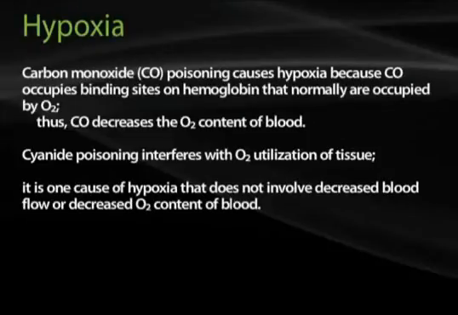Now let's take the example of carbon monoxide poisoning. Carbon monoxide poisoning is going to cause hypoxia because, remember, carbon monoxide occupies binding sites on hemoglobin that normally would be taken up by oxygen. So, the carbon monoxide decreases the oxygen content of the blood.